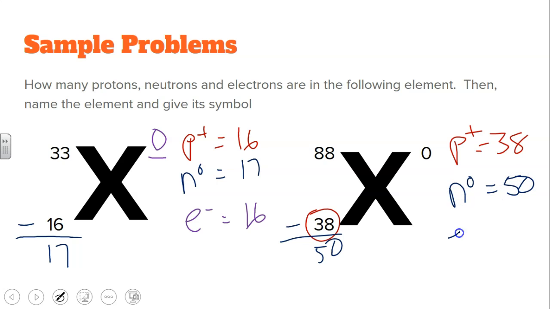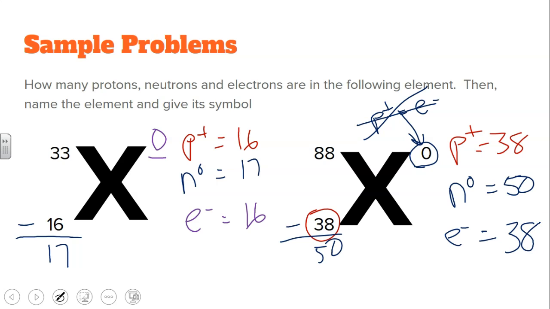And then again, the charge here, it's 0. So that doesn't mean that the number of electrons is 0. That means that the number of protons equals the number of electrons. These two things cancel each other out, meaning that there is no charge. So the number of electrons in this case is 38.